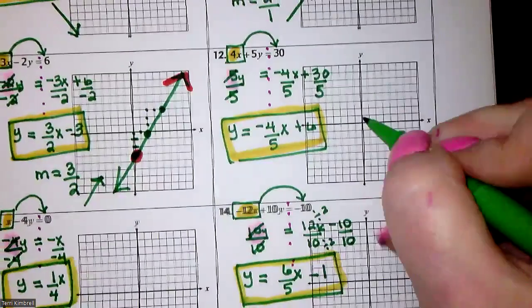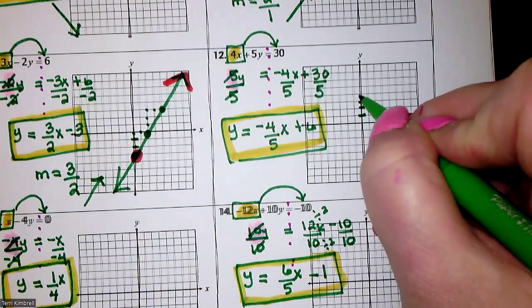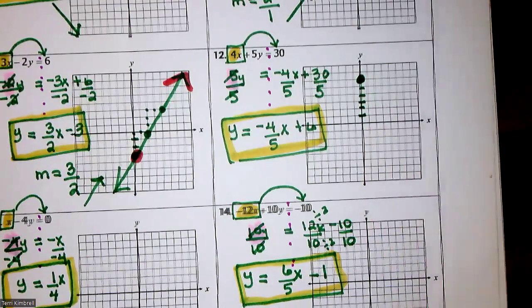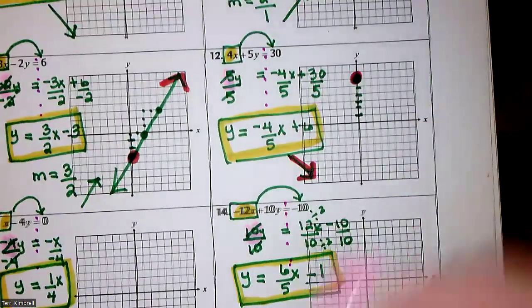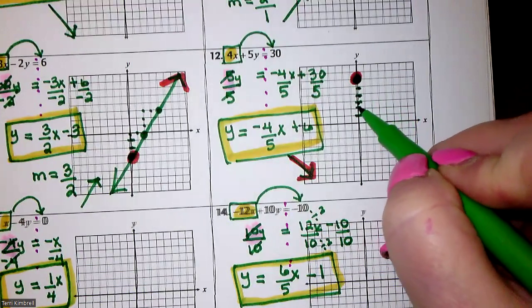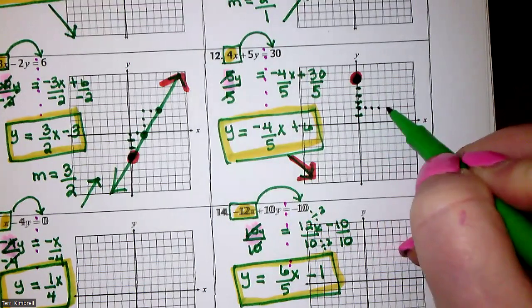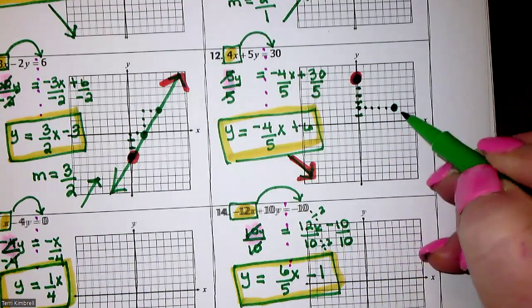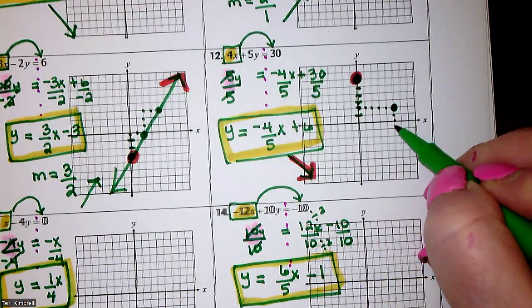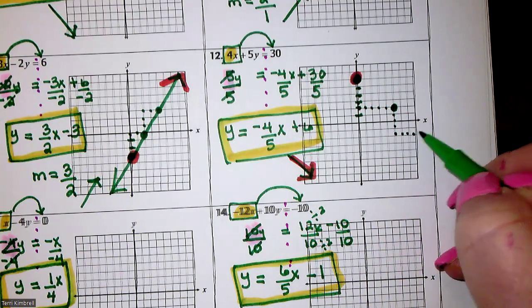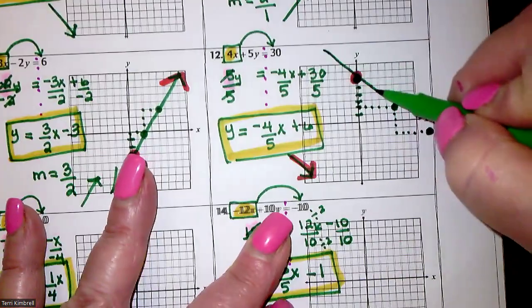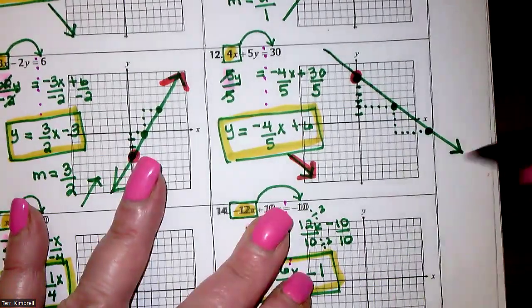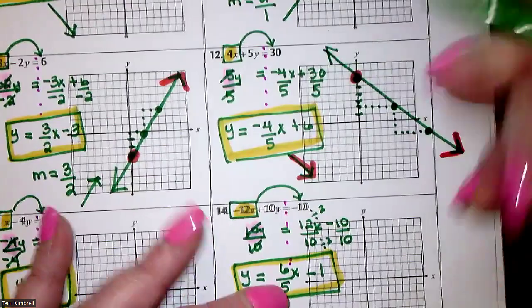Okay, now we're going to start at 6. 1, 2, 3, 4, 5, 6. Make sure that's on the y-axis. This line should be headed down. Okay, so we're going to go down 1, 2, 3, 4, right 1, 2, 3, 4, 5. And you can go off the page a little bit if you have to, like I did. Okay, so that one's going down as well.